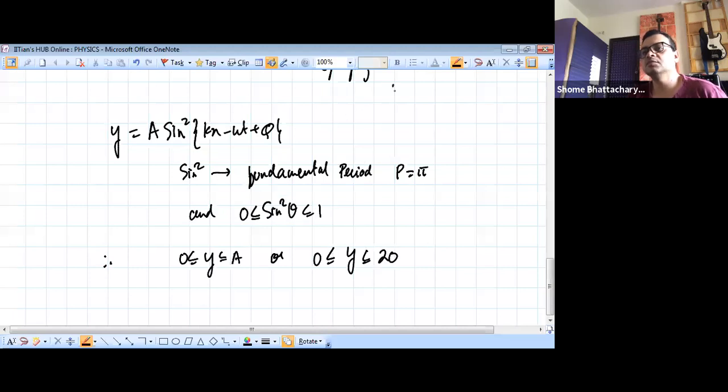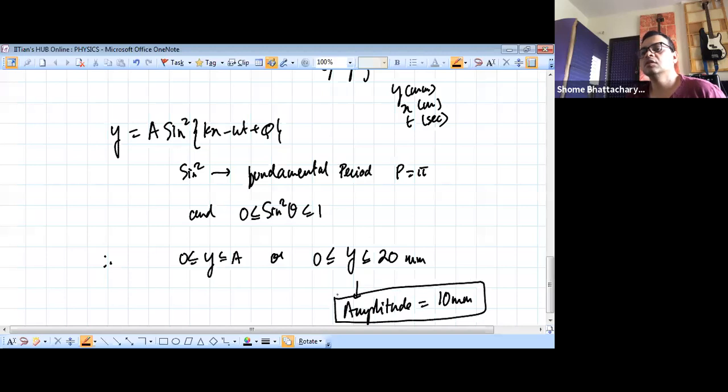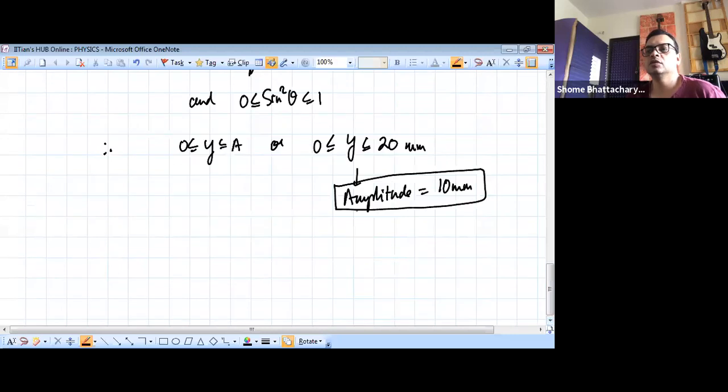Suppose y is in millimeters, x is in meters, and t is in seconds. Okay. So 20 millimeters. So in this case, you will see that the amplitude is actually 10 millimeters, because twice the amplitude is from minimum to maximum. So the concept we'll understand over here is that the amplitude is equal to maximum minus minimum divided by 2.